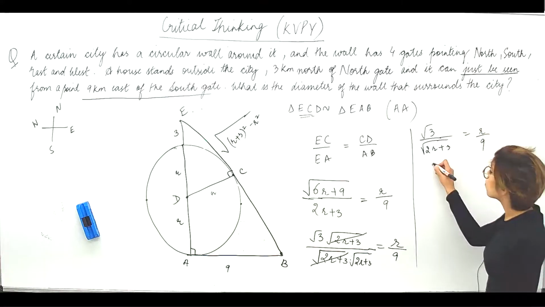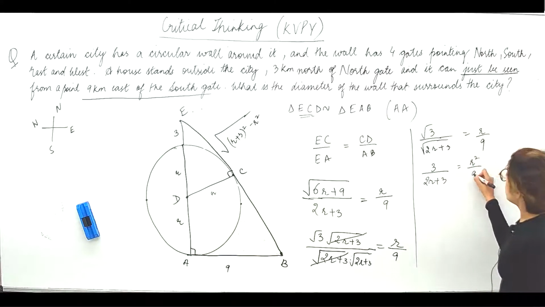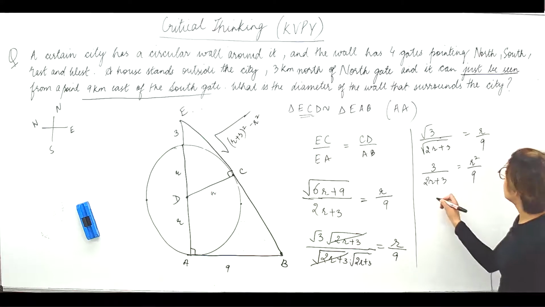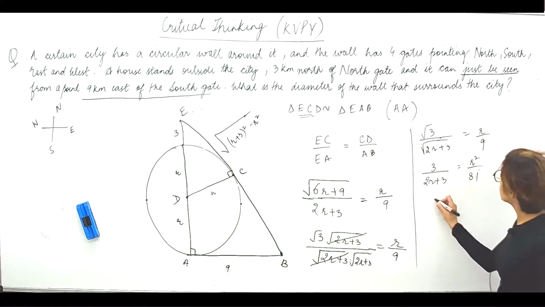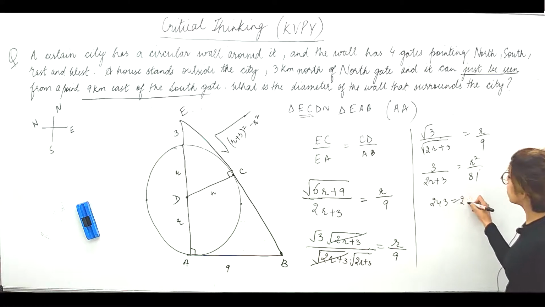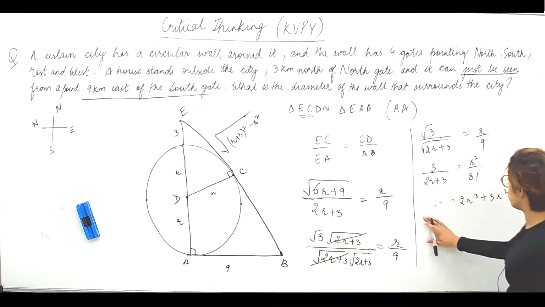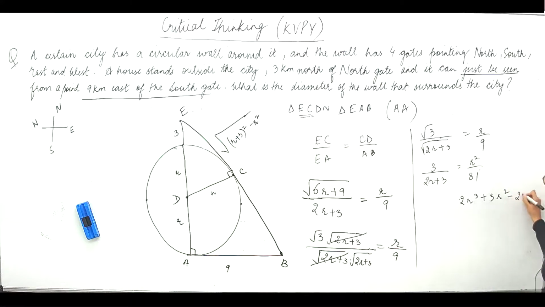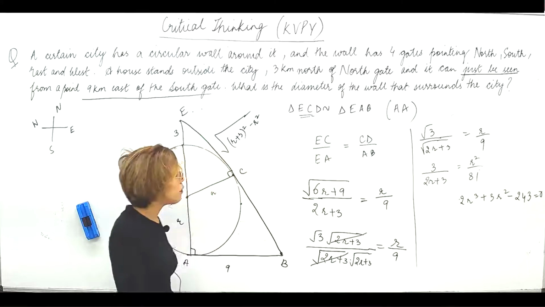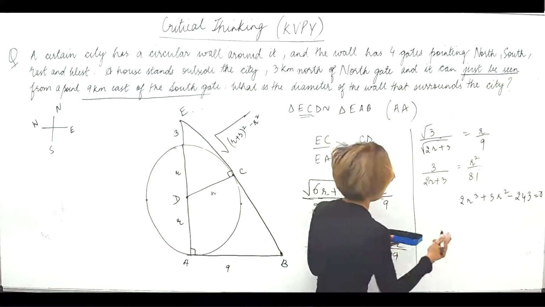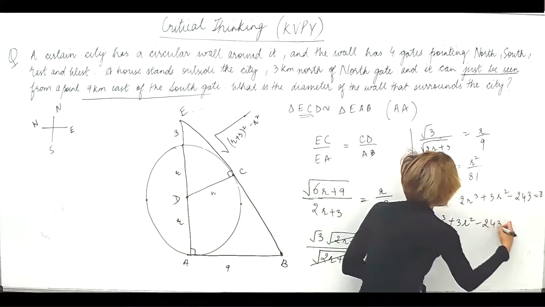So, let's square it up. So, 3 by 2R plus 3 is equal to R square by 81, since 9 square is 81. Cross multiply, so this is 243 is equal to 2R cube plus 3R square. Right? So my equation is 2R cube plus 3R square minus 243 equal to 0. Now first of all, cubic equation. Let me write it again. 2R cube plus 3R square minus 243 equal to 0.